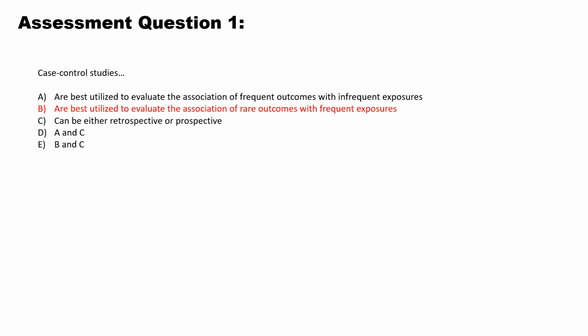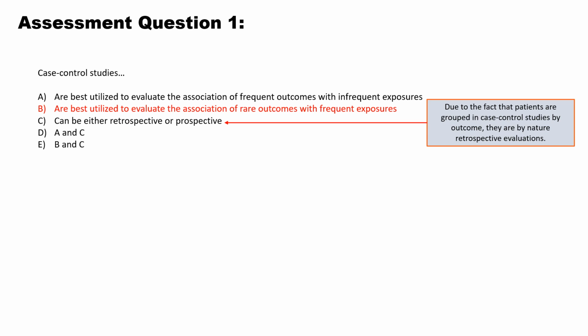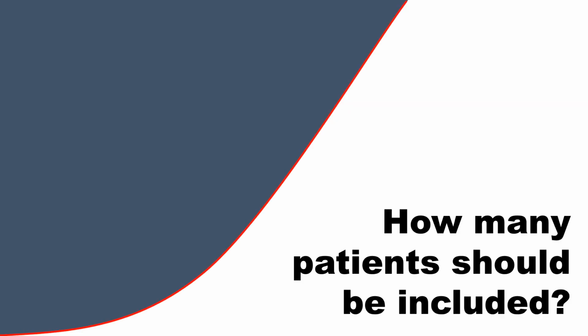So the answer is case control studies are best utilized to evaluate the association of rare outcomes with frequent exposures. So recall that in case control studies, patients are grouped by outcome. And so since this outcome has to have already occurred, they are by nature retrospective evaluations.